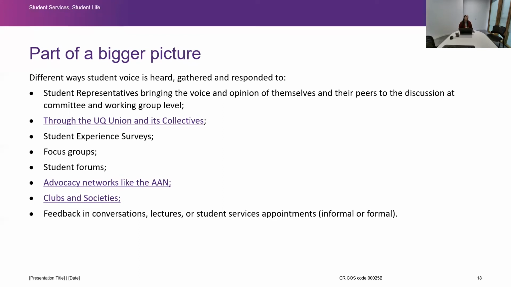Advocacy networks like the AAN, and AAN stands for Academic Advocacy Network, which is part of the UQ Union as well, and that is a collective or a network of student reps that are trained in particular ways by the union and have access to a lot of different support systems and things. And yeah, it's great for us to be working together with them. They're a particular kind of rep, and we work alongside them as sort of a bit more free in our associations, and that's cool.